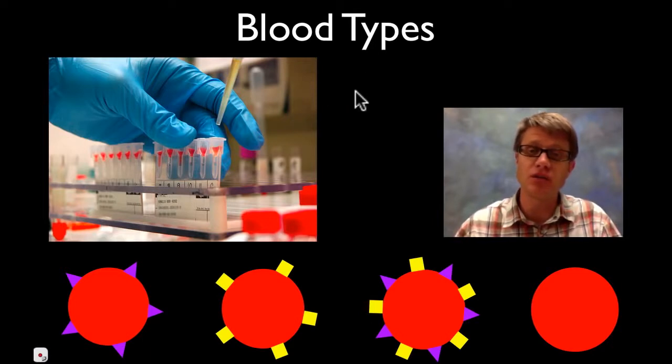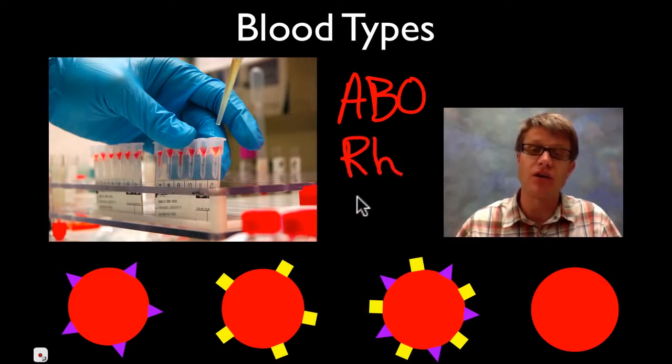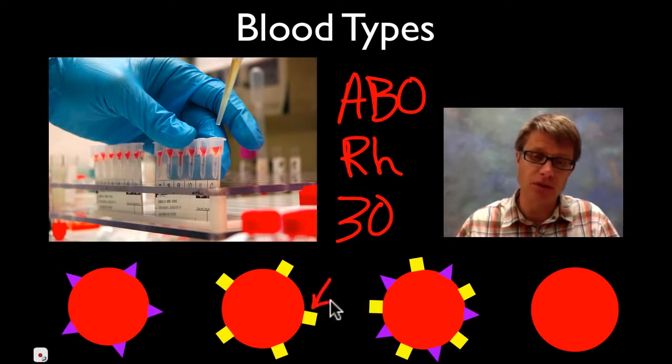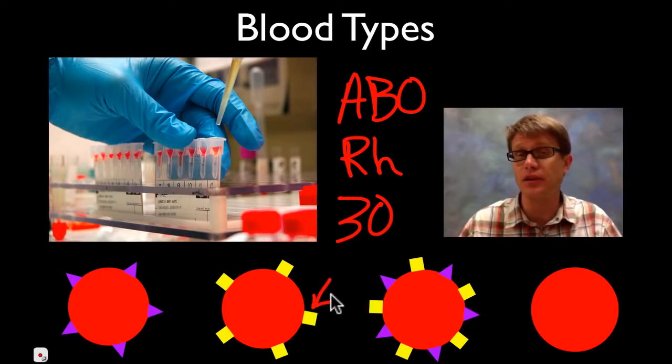Now, you should know this: in humans, the ones I'll talk about in this podcast are the ABO blood typing and the Rh factor. But know that there are about 30 other families of blood types. And what are we talking about when we're talking about blood types? Basically, we're talking about proteins that are found on the surface of our blood cells, or our erythrocytes.